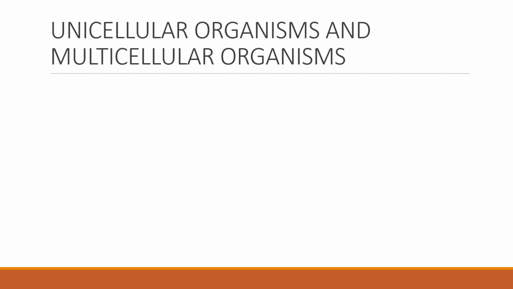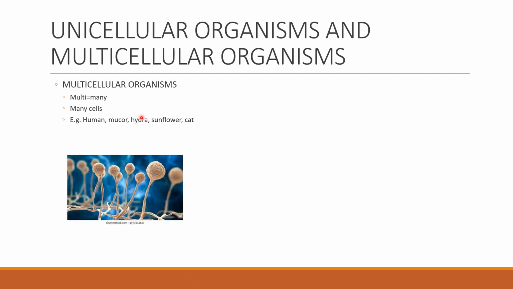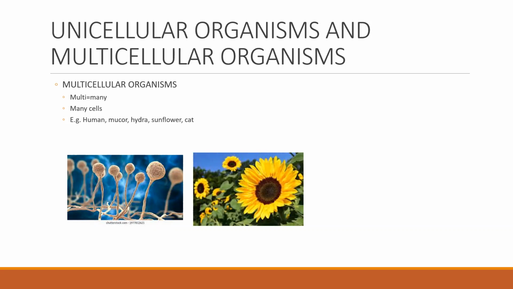So now that we have learned unicellular organisms, we will be learning about multicellular organisms. Multicellular organisms, I think most of you already know multi means many. So multicellular organisms means many cell organisms, organisms that consist of many cells. Examples are human, macaque, hydra, sunflower, cat. So here are some pictures for you. This is the picture of macaque. You can see these tiny bulbs over here. Sunflowers are just sunflowers, most of you already know.